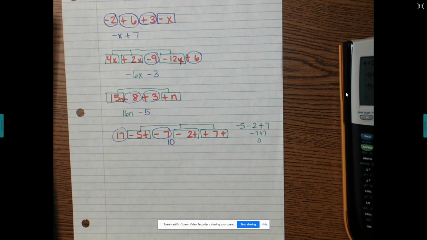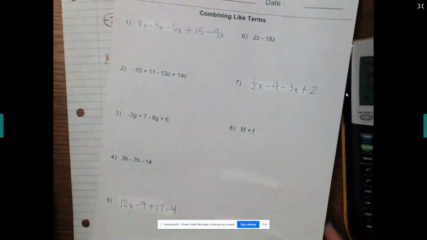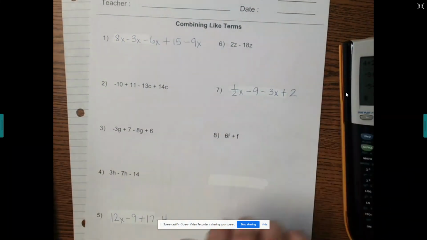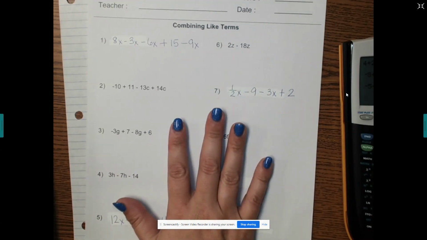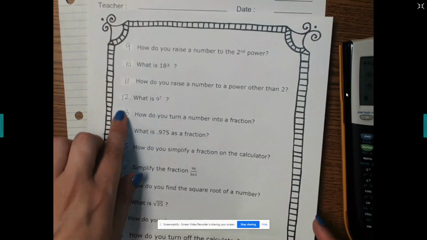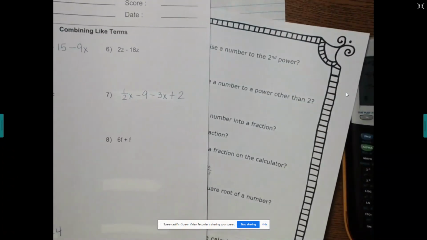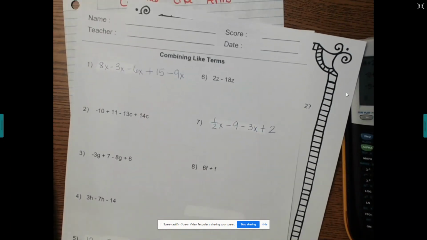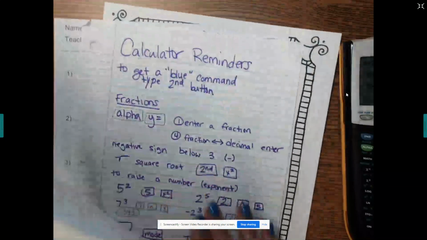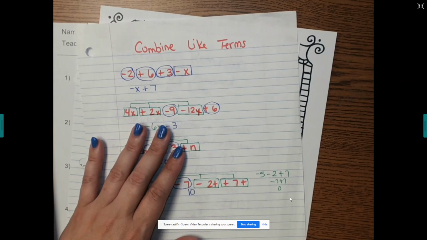Okay, you're going to be given an assignment in just a minute by your teacher. The first side is combining like terms. It's just practicing what we just did. Notice there's no equal sign. On the back, there are some questions asking you if you know how to use your calculator. Okay, this is what you are going to work on. Ask your teacher if you need help. All right, use these calculator reminders, use these combining like term reminders, and do the best you can. All right, good luck.